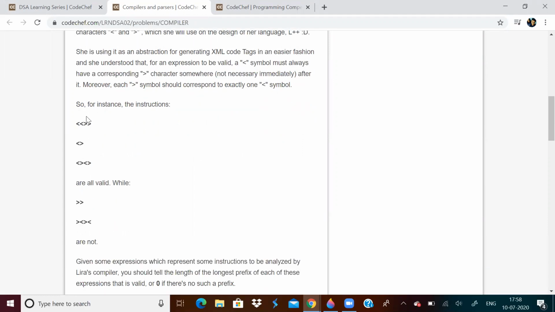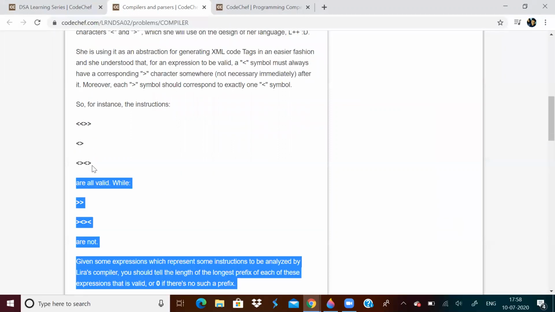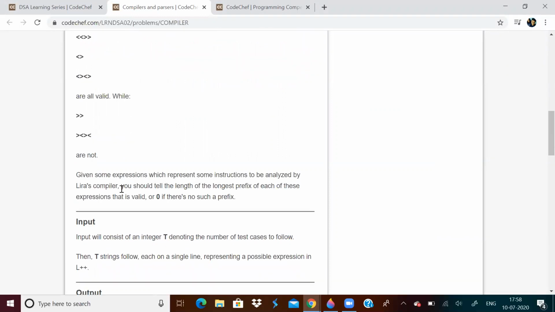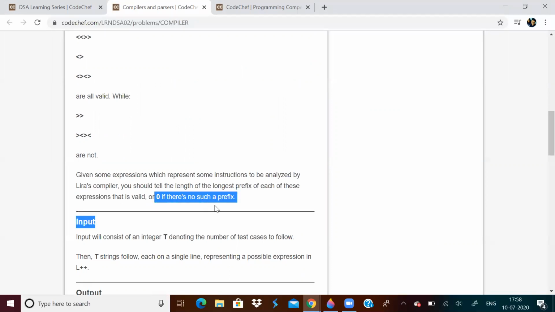So these are some valid strings, because you can see here there are two symbols like this and two symbols like that, so it's matching. Similarly over here it's matching till here, then it's matching till here. So basically this entire string is matching, but these are not matching. So what do we have to do? We have to tell the length of the longest prefix which is valid, or if there is no valid prefix we should output 0.